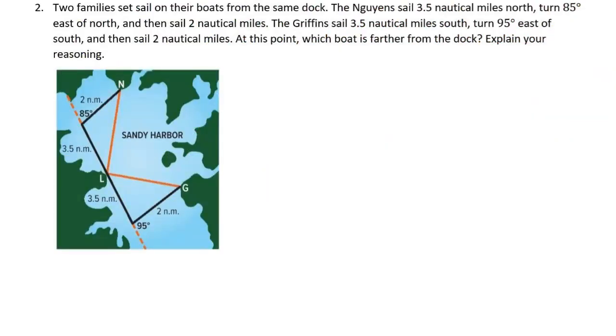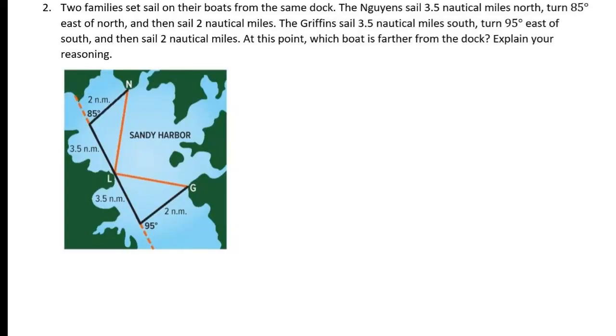Example number 2 says 2 families set sail on their boats from the same dock. The Ngayans sail 3.5 nautical miles north, turn 85 degrees east of north, and then sail 2 nautical miles. So let's find them on the map. That would be this described triangle. The Griffins sail 3.5 nautical miles south, turn 95 degrees east of south, and then sail 2 nautical miles. That would be this down here. At this point, which boat is farther from the dock? Explain your reasoning.